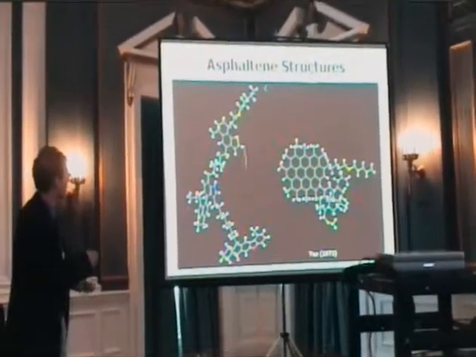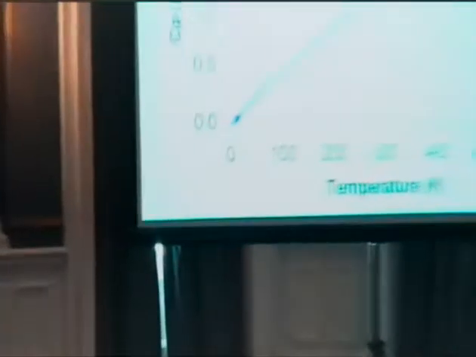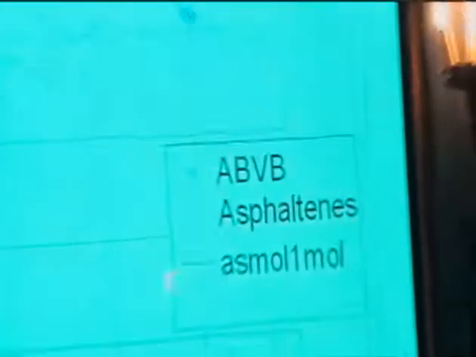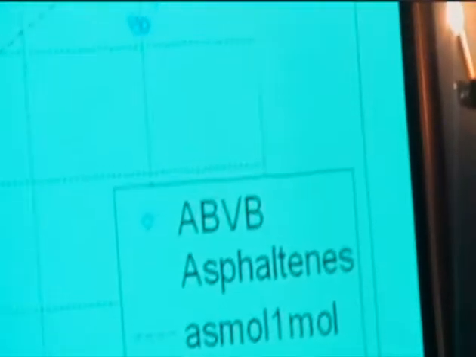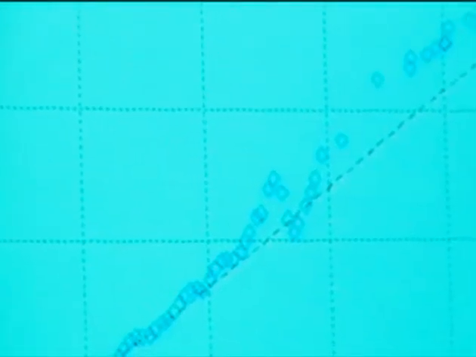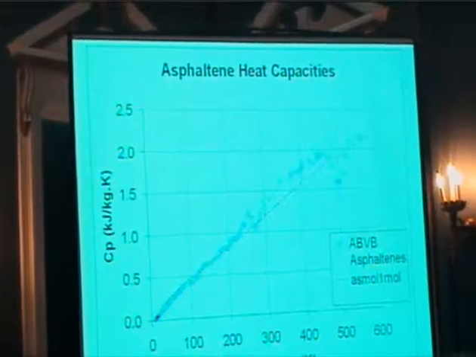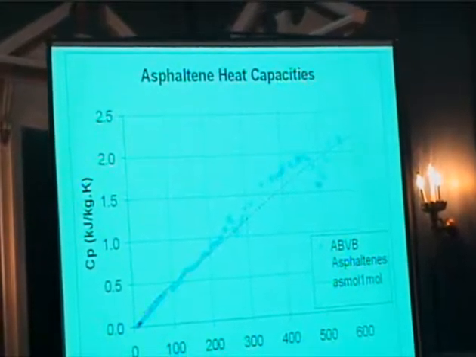So I calculate the heat capacity of this archipelago model and pair that with heat capacity data for Athabasca bitumen vacuum bottoms. Again, heat capacity is a function of temperature. The blue triangles or diamonds here are experimental values, and the red line is what I'm able to calculate based on density functional theory. Pulling the phase transitions aside, we get fairly good agreement between experimental and theoretical heat capacities. This doesn't exclude the pericondensed model at this point.